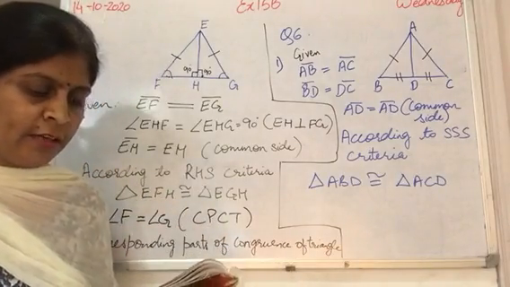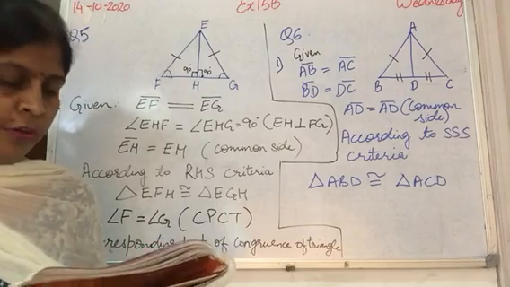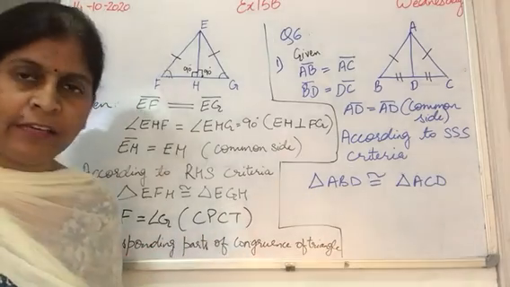Now the second part is to prove that angle BAD is equal to angle CAD. This I will explain in my next video.